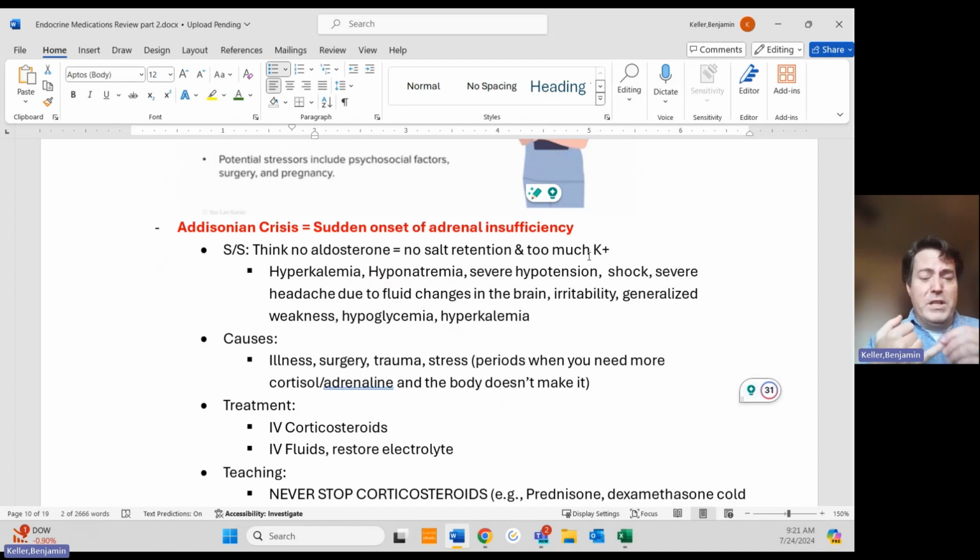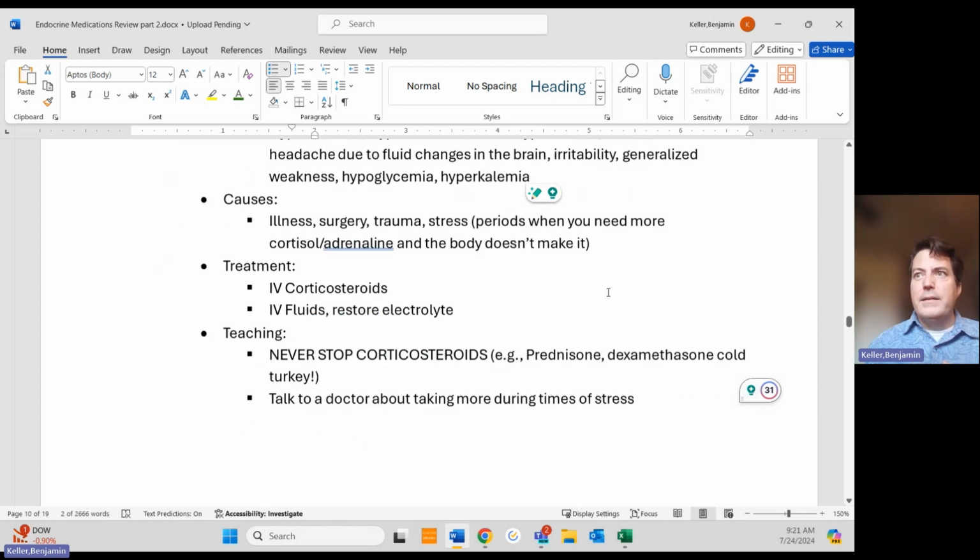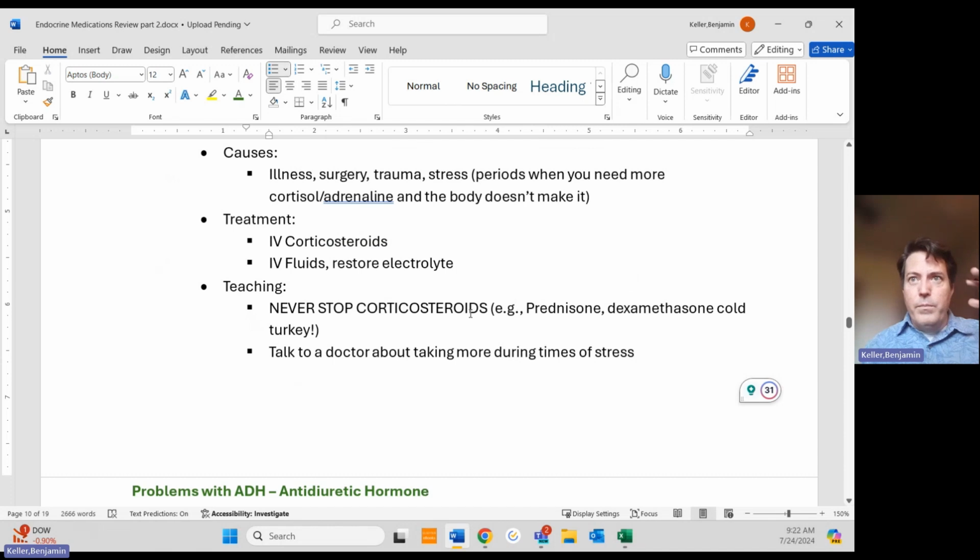And so this person, you want to be doing neuro checks on them because of the changes in the salt. And you want to have them on cardiac monitoring because of changes in their EKG. And so causes, again, illness, surgery, trauma, stress. There are periods when your body really needs more cortisol to adapt, but it doesn't make it. That's the problem. So we have to give it. We give cortisol basically in the form of a corticosteroid. And we'll give IV fluids too and restore that electrolyte balance. So try to get that sodium up, that potassium back down.